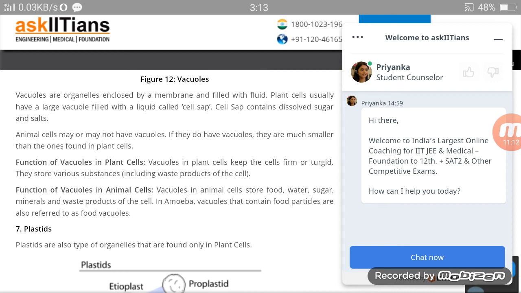Vacuoles in animal cells store food, water, sugar, minerals and waste products of the cell. In amoeba, vacuoles that contain food particles are also referred to as food vacuoles. So I hope that this is clear enough to everyone who is watching my video. If it is not clear, then I am explaining it again. What is written about the vacuole in the animal cell is that vacuoles contain food, water, sugar, minerals and waste products. And in amoeba, vacuoles containing food particles are also referred to as food vacuoles.